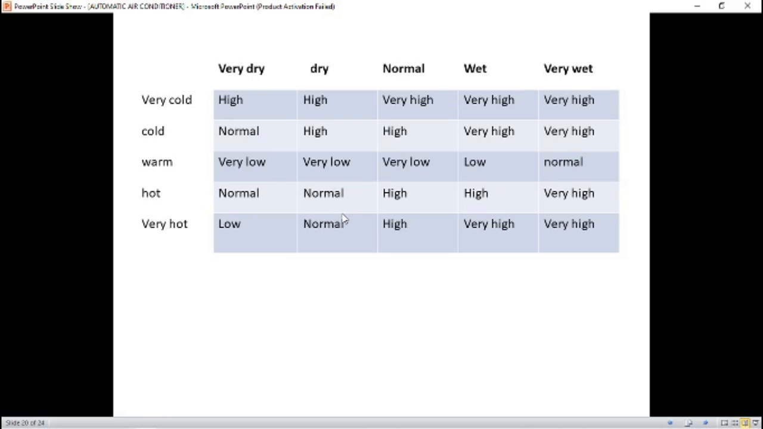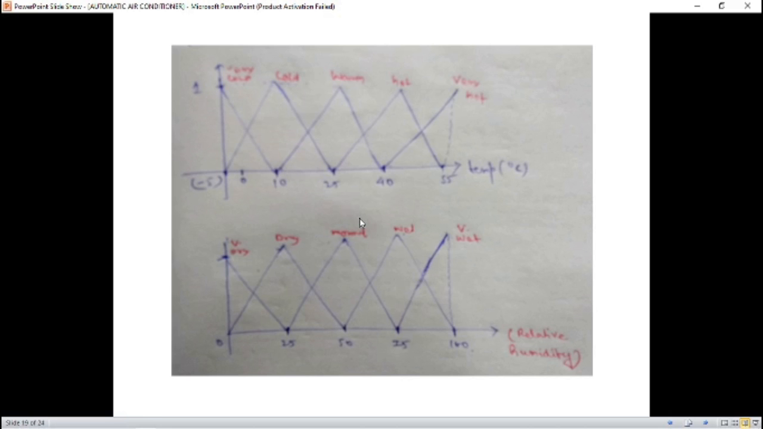Now let's suppose the temperature of the room is 30 degrees centigrade and its relative humidity is 32%.